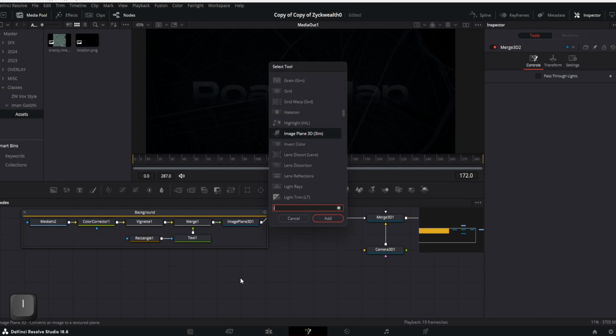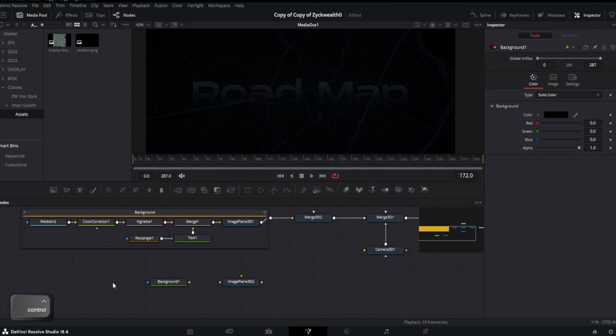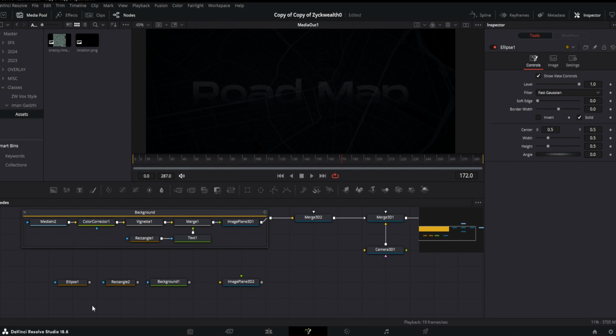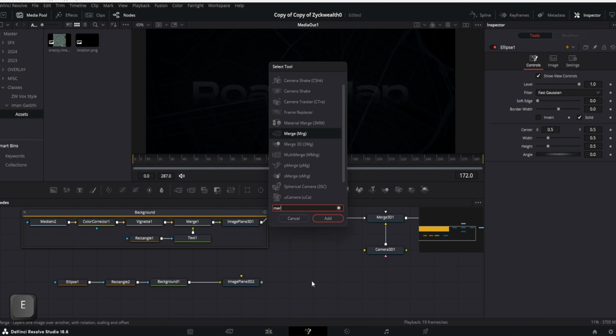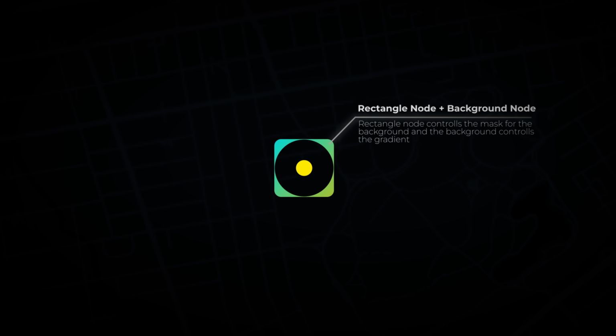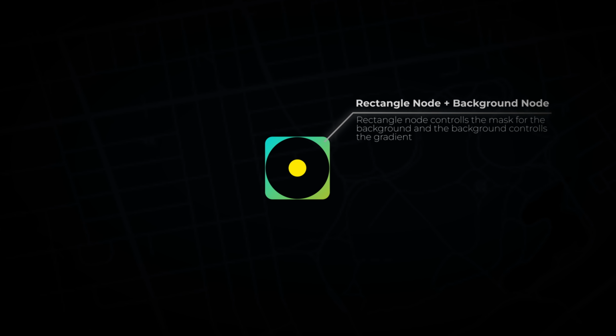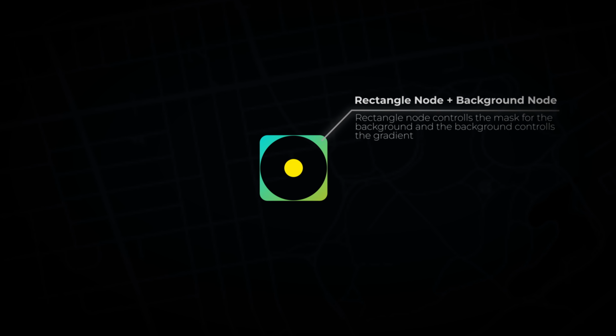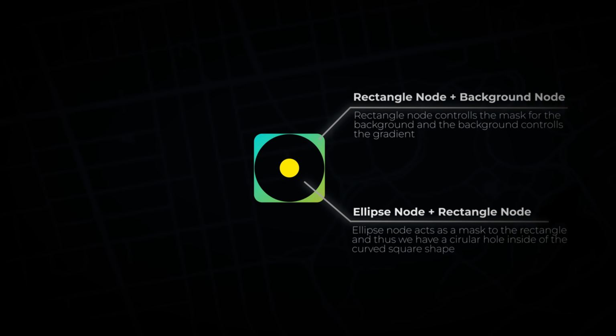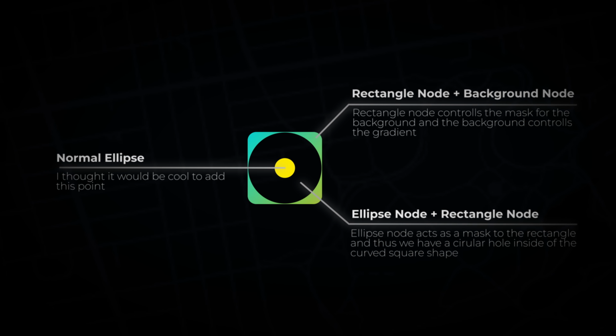And for that we need to add an image plane 3D node, a background node, a rectangular node as well as an ellipse node. Let's connect them accordingly like this and add one more merge 3D node and connect it to this one. So here the background gives the blue and green grading color to our start points. And the shape of this outer rectangle is being controlled by the rectangular node, which is being controlled as a mask to the background node. And this inner circle is controlled by the ellipse node, which acts as the mask to the rectangular node.